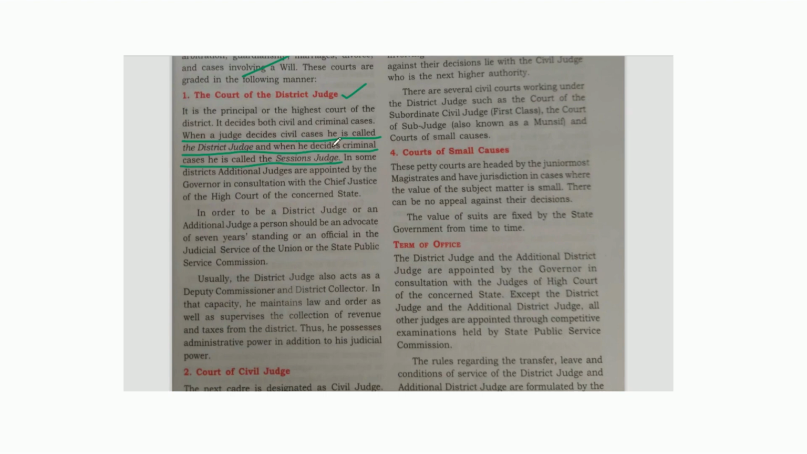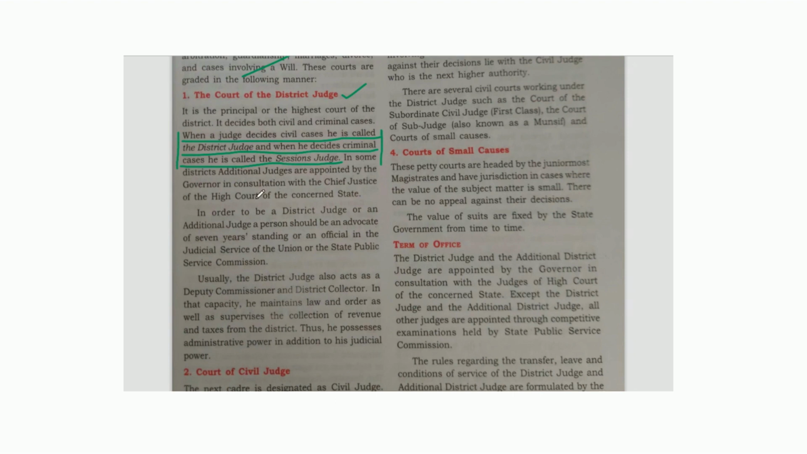So when a judge decides civil cases, he is called district judge. When he decides criminal cases, he is called the sessions judge. This difference you must always know. This could be helpful in your MCQs as well. Right. They could ask you when a judge decides civil cases, what is he called?